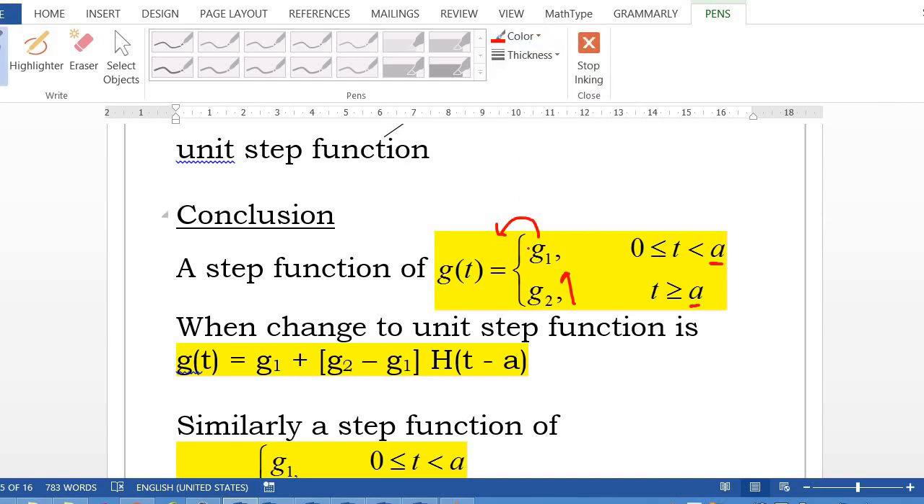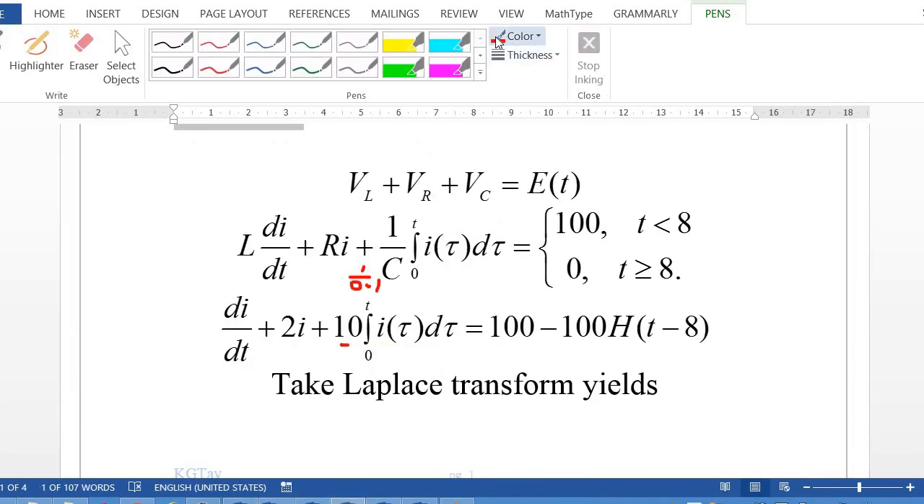Remember, factor out the top function g1, take the bottom, deduct the top, g2 minus g1, at the discontinuous point t equal to a, so multiply by h(t minus a). From the step function, if we convert to the unit step function, g(t) is g1 plus (g2 minus g1) h(t minus a). Hence in this case, you have 100, and then 0 minus 100 gives minus 100. The discontinuous point is at t equal to 8, so it is h(t minus 8).